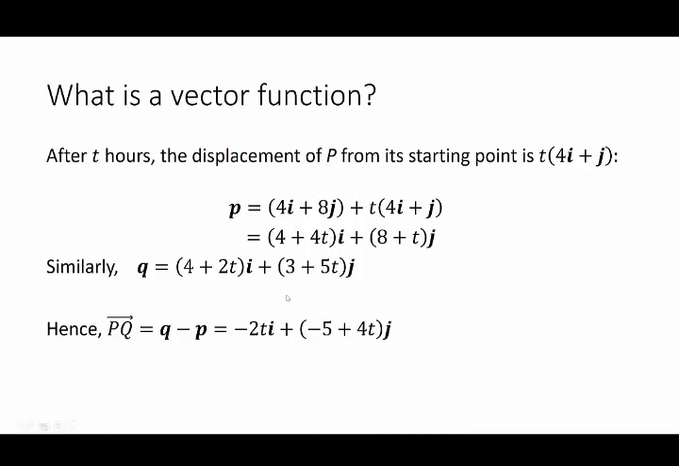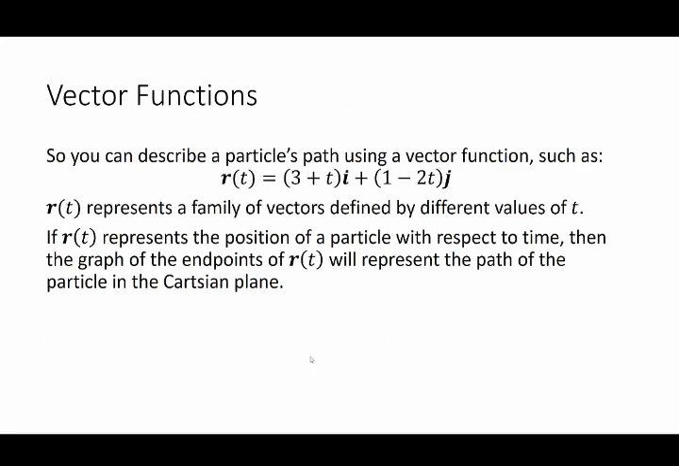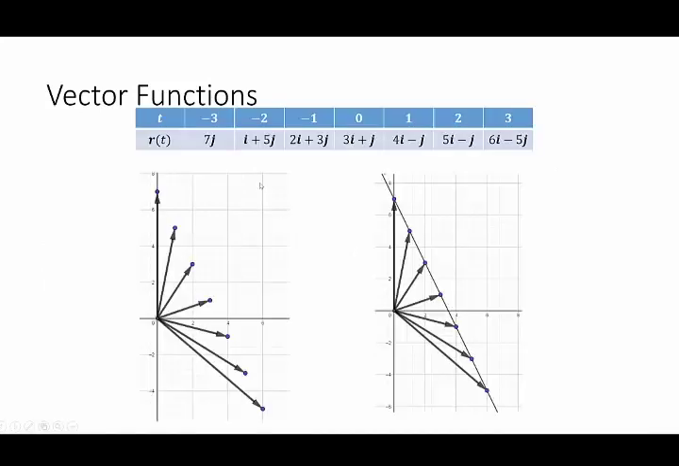We know that vector PQ can be written as little q, position vector of Q, take away position vector of P, and I can now write that using just normal algebra as an expression as a function of t. So we can play around with vectors in this form. So I could describe a particular particle's path using a vector function like this. So I could say I've got an r of t, which is a family of vectors.